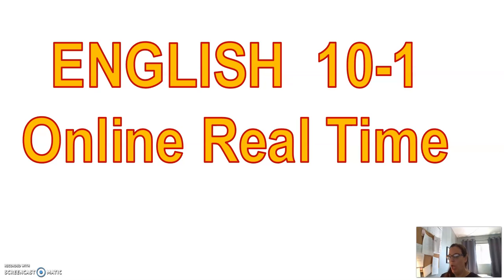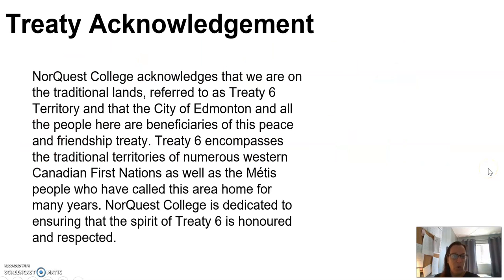So, just want to acknowledge that Norquest College is on the traditional lands referred to as Treaty 6 territory, and that the City of Edmonton and all the people here are beneficiaries of this peace and friendship treaty. Treaty 6 encompasses the traditional territories of numerous Western Canadian First Nations, as well as the Métis people who have called this area home for many years. Norquest College is dedicated to ensuring that the spirit of Treaty 6 is honored and respected. So while we may not be at the college downtown, we're sitting in our home, so you may not be on Treaty 6. Just want to acknowledge that. I acknowledge that I'm on Métis Nation number 4.